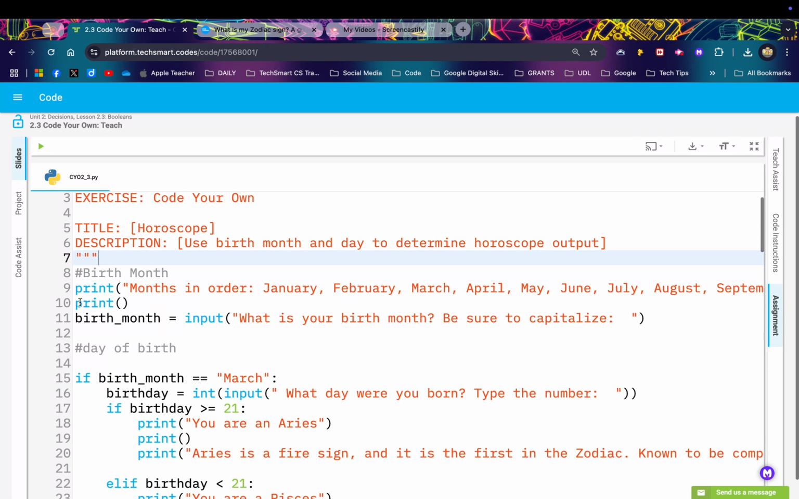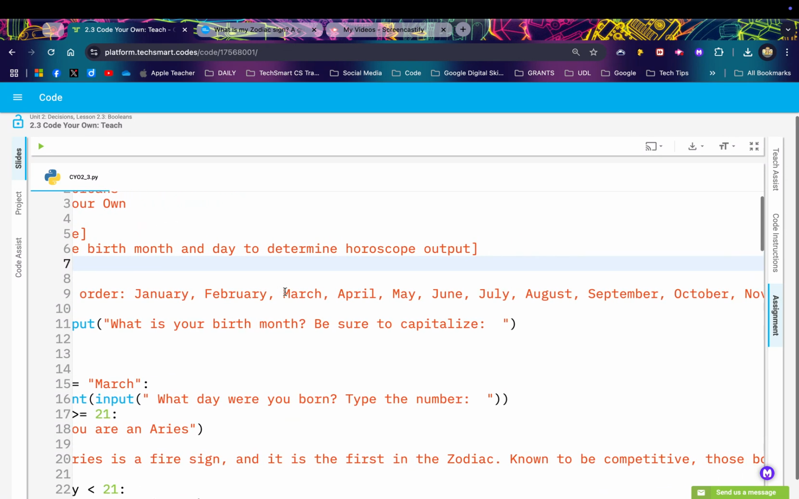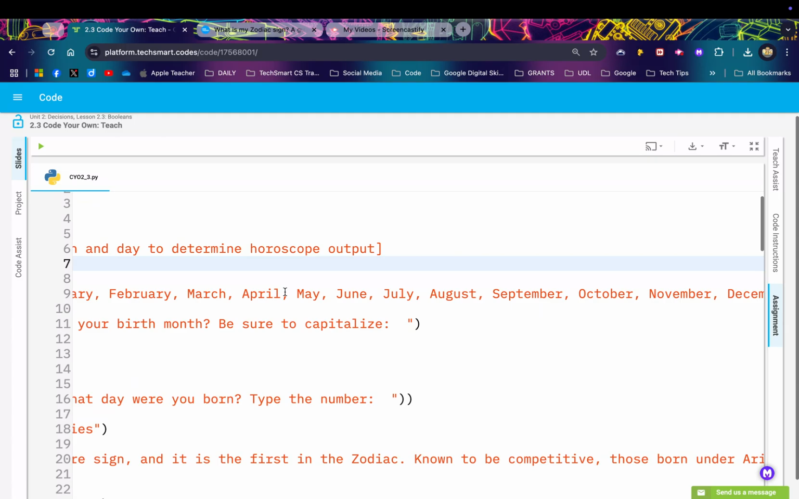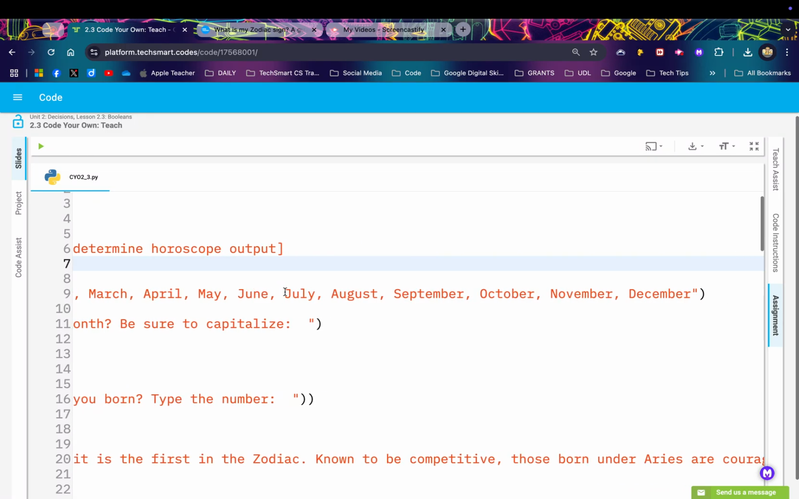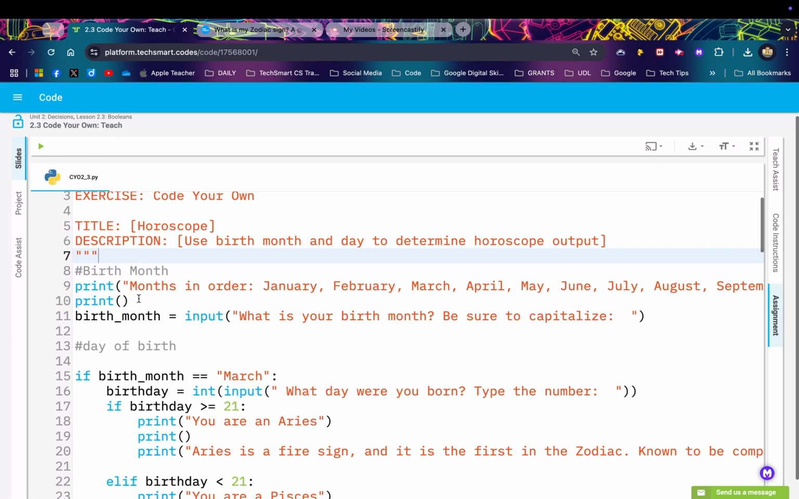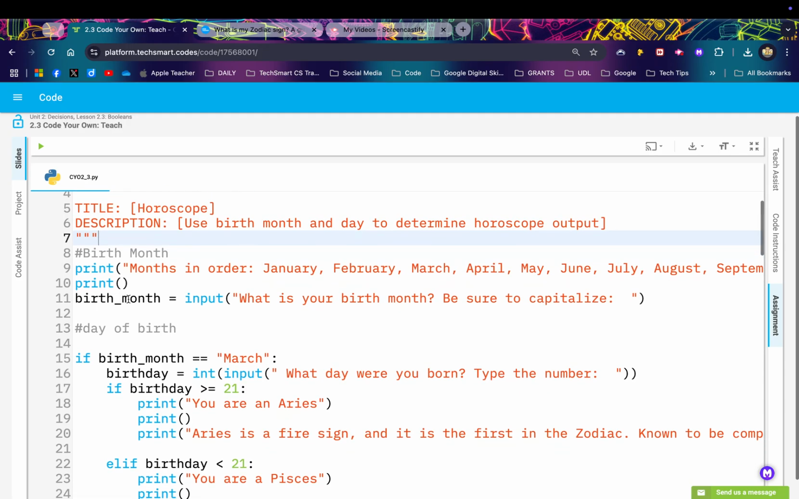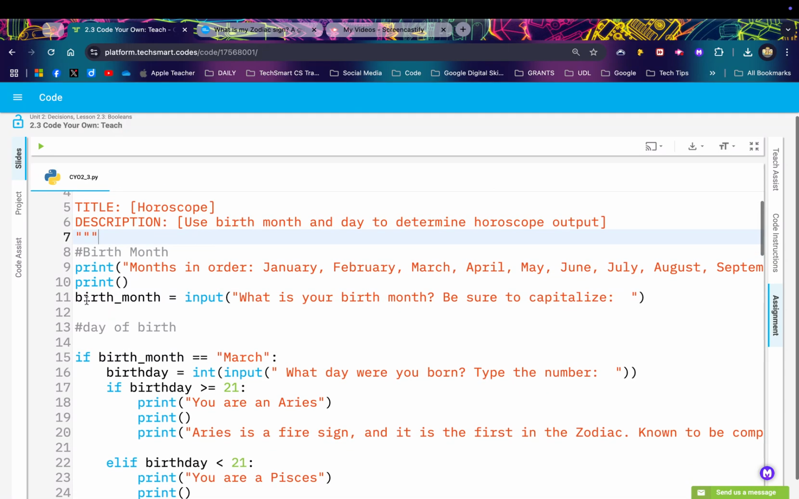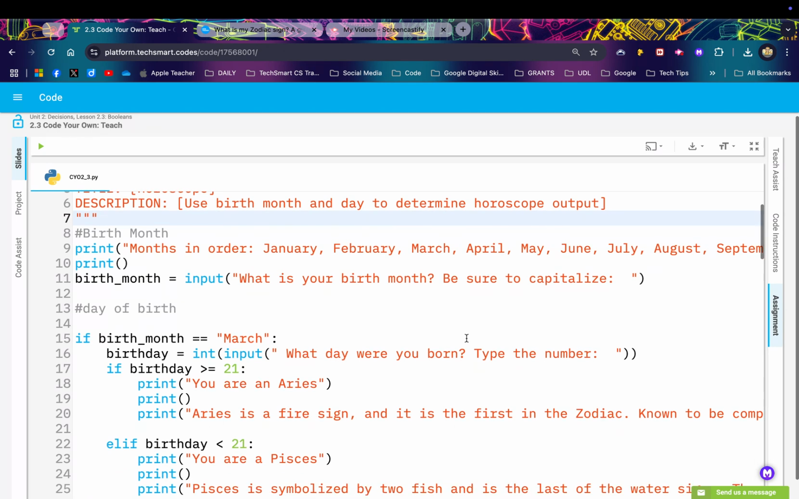I can scroll over if you want to see them, but it's just a basic, how do you spell the months of the year, okay? And then I had a print for a blank space, just for spacing, to make it look nice. And then for birth month, that's my first variable. So I say birth month equals input, and then I say, what is your birth month? Be sure to capitalize. Now, whether or not they choose to capitalize, that's how we can start getting into the or statement. And I'll show you that in just a minute.